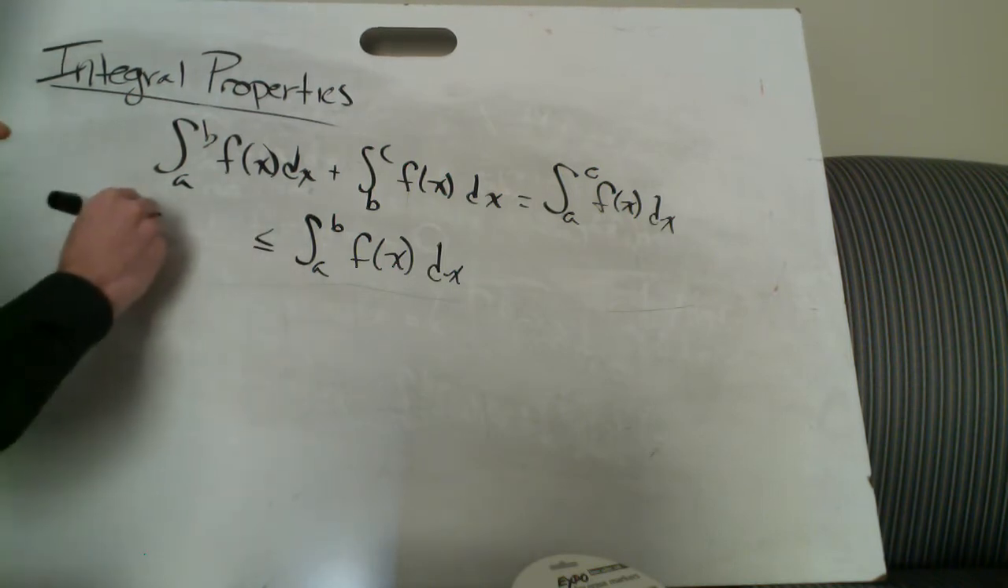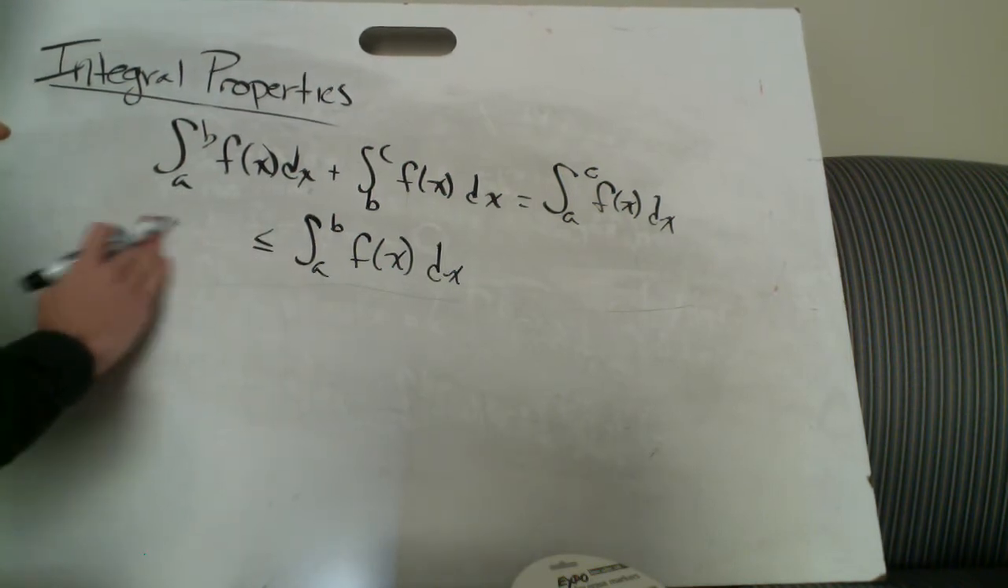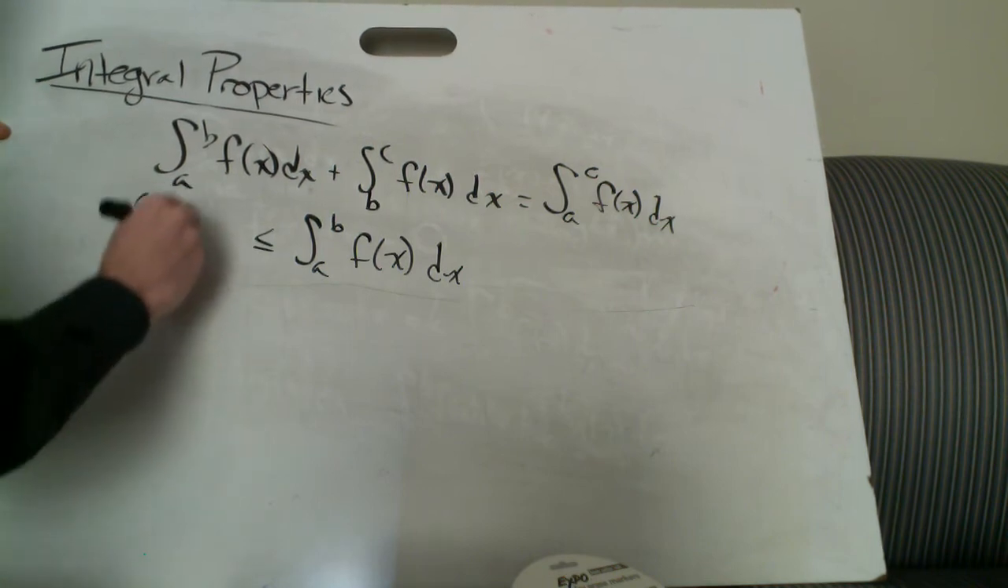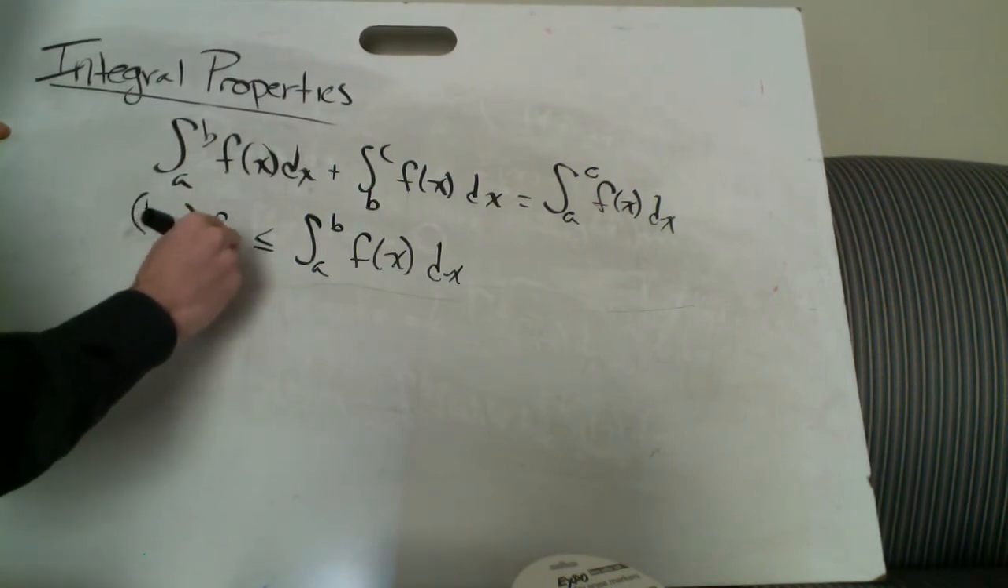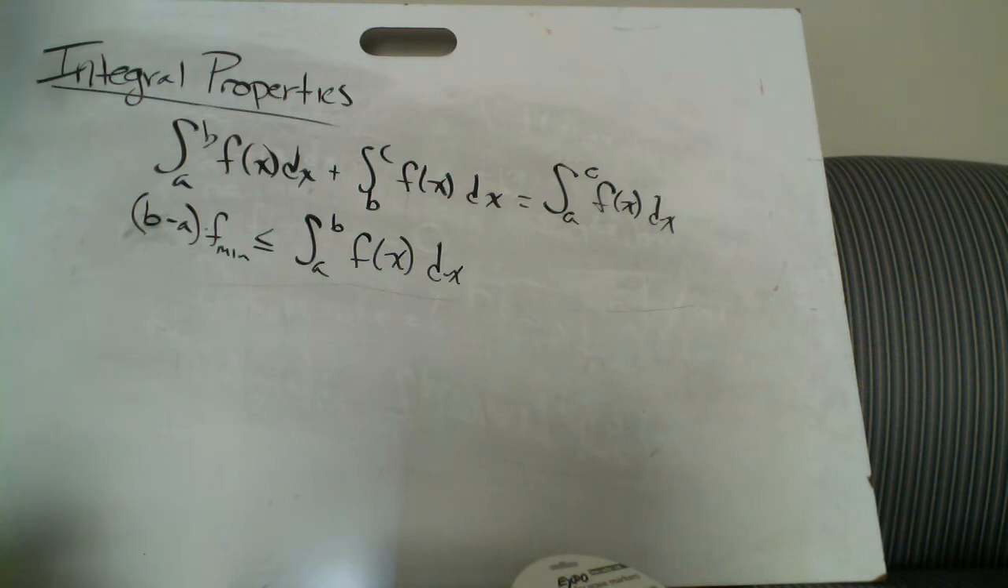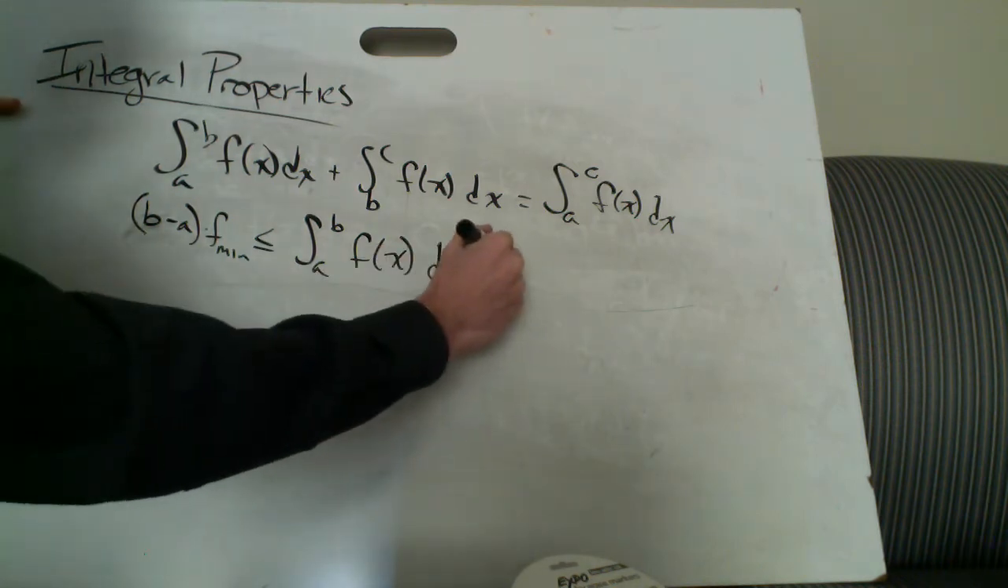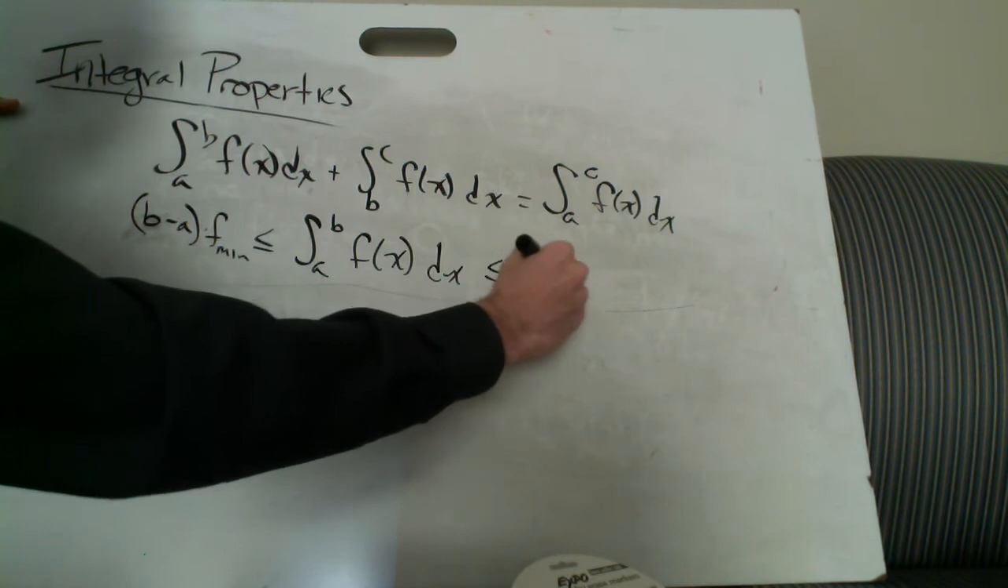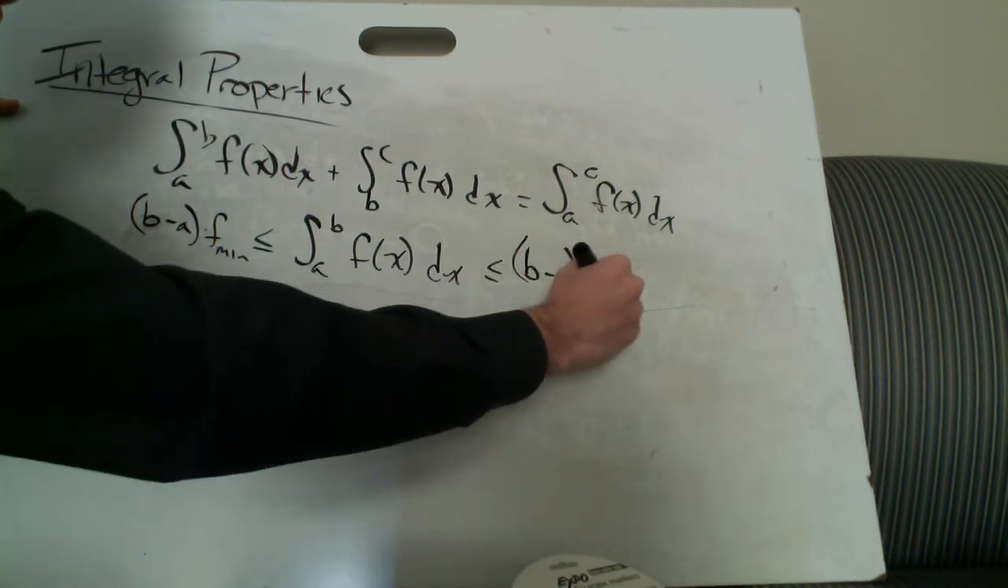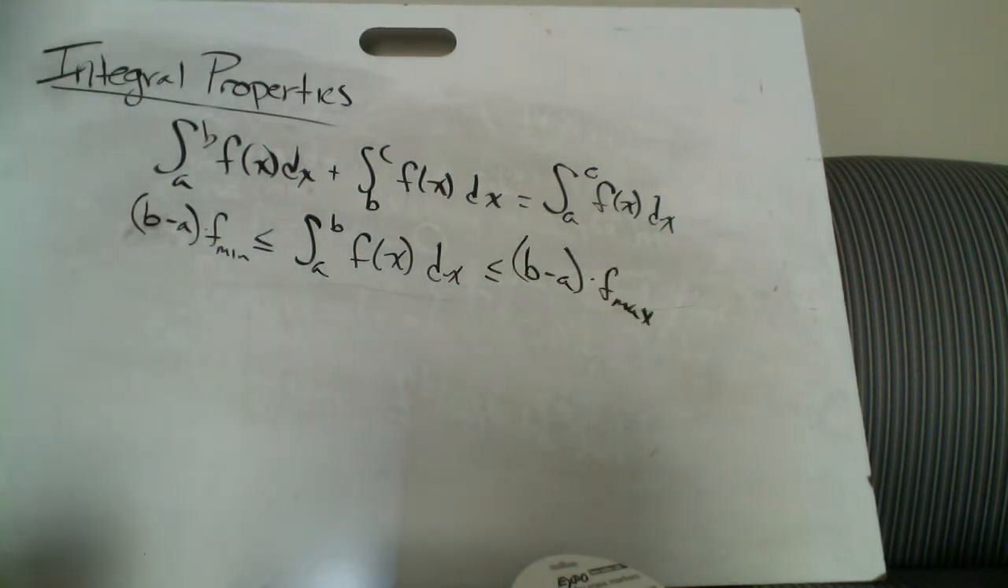This is less than or equal to b minus a, the width of the interval, times the minimum f value, which I'll call f min. And similarly, the integral itself is less than or equal to b minus a, the width of the interval, times f max. This will be particularly helpful when we get a function and we're like, shoot, I really don't know how to integrate this function. Let me just try to ballpark approximate, give myself a good idea of what's happening here.